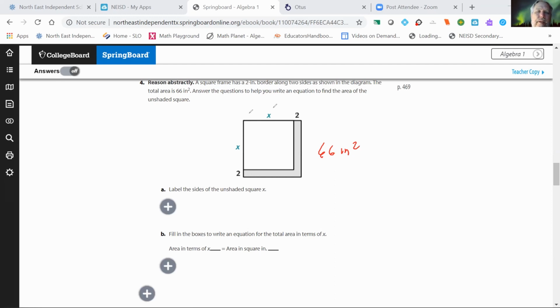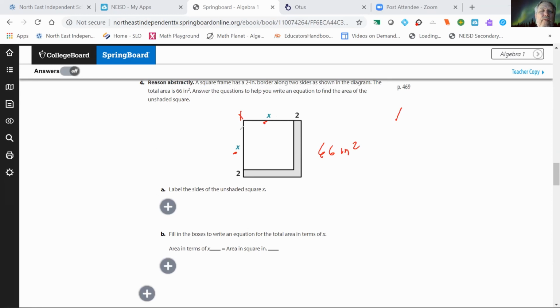So what we can do is think of what we're doing here. We're really just multiplying these 2 things, our x plus 2. Well, let's do this the way the book wants it. A, it says label the sides of the unshaded square. So the sides here are x, and x. Those blue x's I don't think are in your book, but that's what they are. x represents an unknown value. We don't know what this is going to be. We know the whole thing is 66 square inches, and we know we're shaving 2 inches off these two faces to keep it a square.